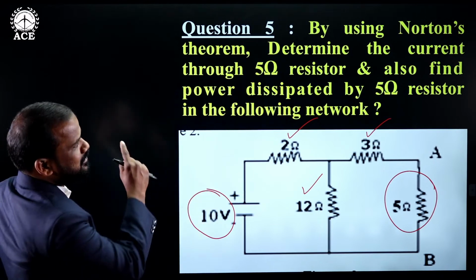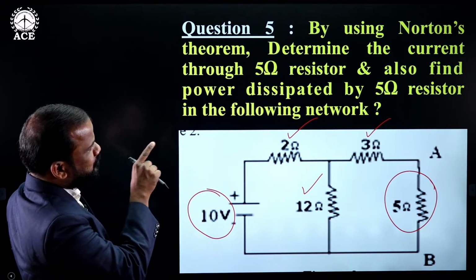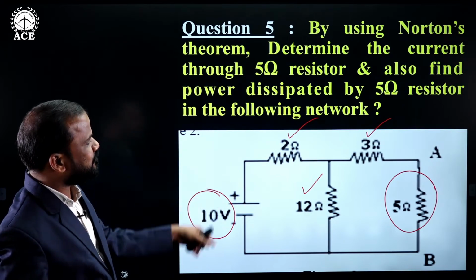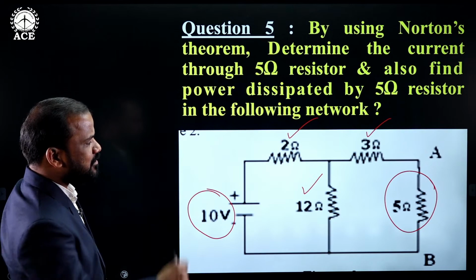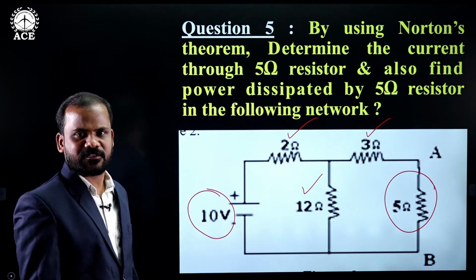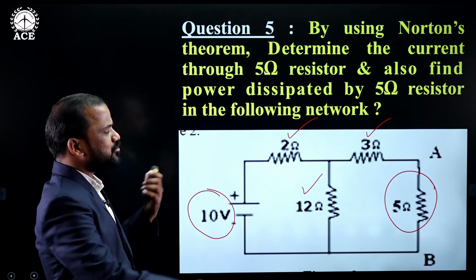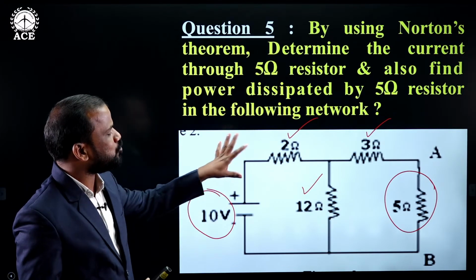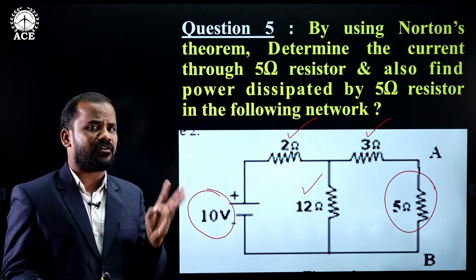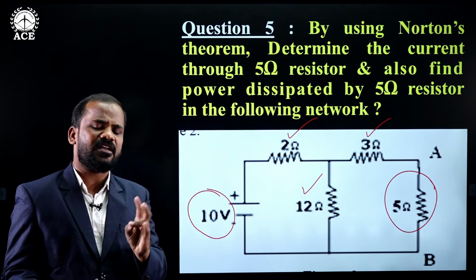Now that is the 5 ohm resistor. In the question, they ask to find the current flowing through the 5 ohm resistor as well as the power dissipated by it. That is the reason why the 5 ohm resistor is the load resistor. We need to disconnect that load from the given network. That is step number 1. And the remaining procedure is replacing the two-terminal linear network by the equivalent circuit of Norton's theorem, which consists of one current source connected in parallel with the resistance.